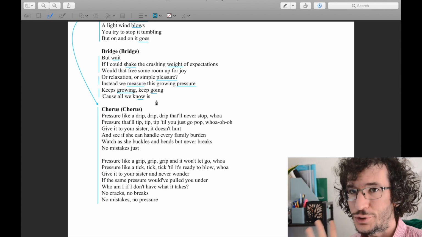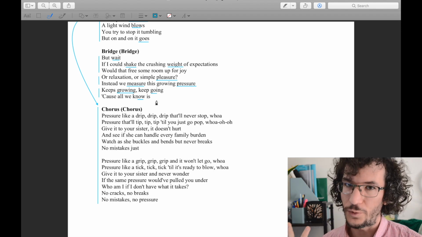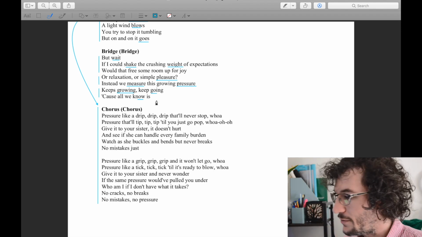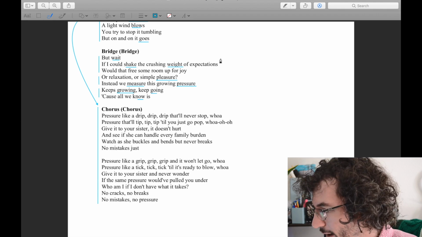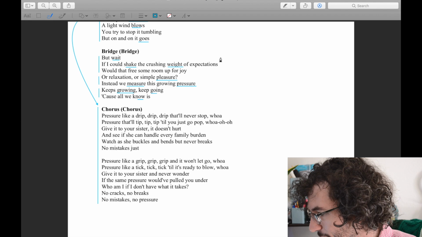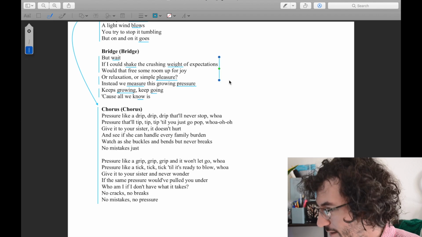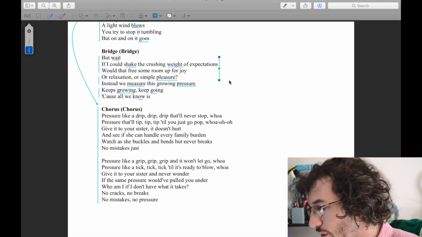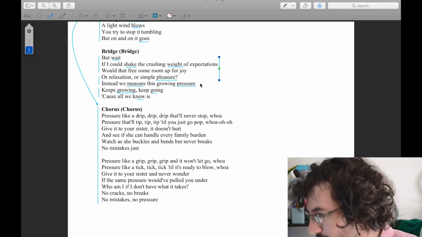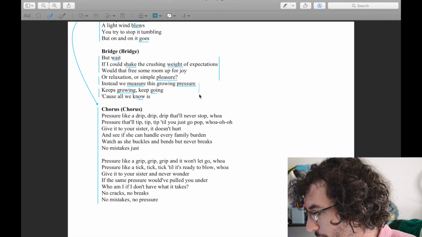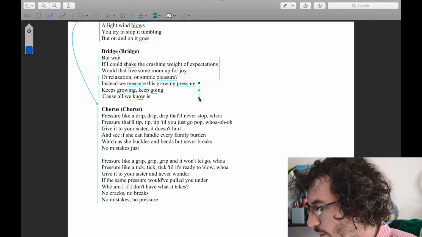Like I said, not super strong as far as the rhymes are concerned, but there seems to be a reason for that. And what's kind of cool too, if you wanted to go a little bit deeper into how the actual sentences are structured, we have these first 4 lines as the sentence. But wait, if I could shake the crushing weight of expectations, would that free up some room for joy or relaxation or simple pleasure? There's our first idea. And then instead, we measure this growing pressure. Keeps growing, keep going, because all we know is, and then we get back into the chorus.